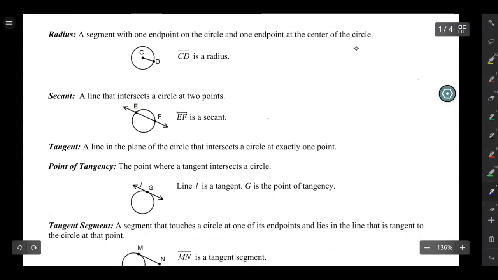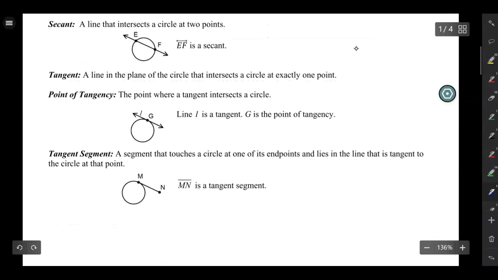So you've probably heard of all of those vocabulary words before. Here are some potentially new ones. A secant. A secant is a line, so not a segment, but a line that goes on forever, that intersects a circle at 2 points. So any line that's going to touch our circle at 2 points, like in this case EF, is going to be called a secant or a secant line.